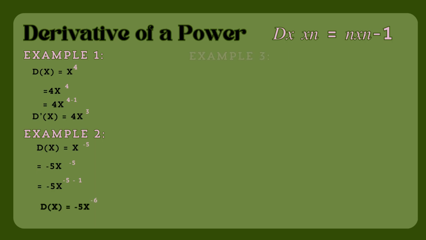And for the last example, if the given is like this, we can write it into exponential form. So this will be x raised to 1/2. Now, we can identify the derivative of x raised to 1/2. Same as the first and second examples, bring the exponent to the front. So the exponent of the given is 1/2. If we write it down, it will be 1/2 x raised to 1/2 minus 1. So the derivative of the square root of x will be 1/2 x raised to -1/2.